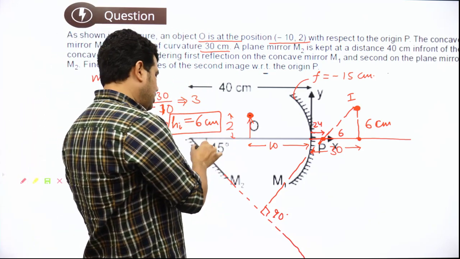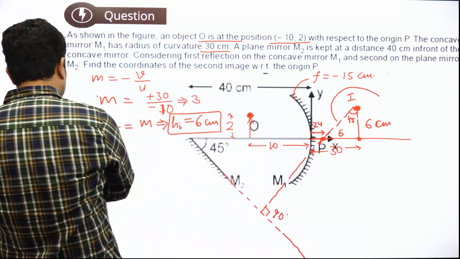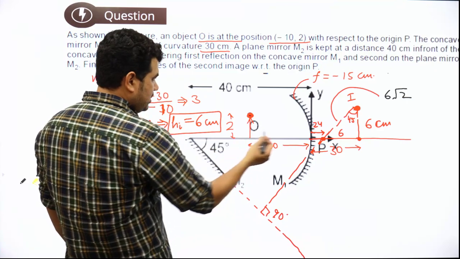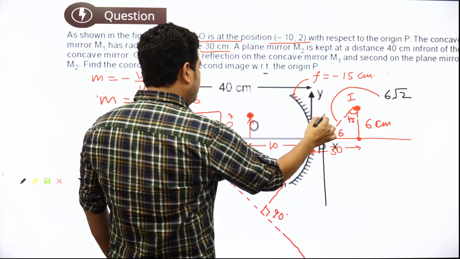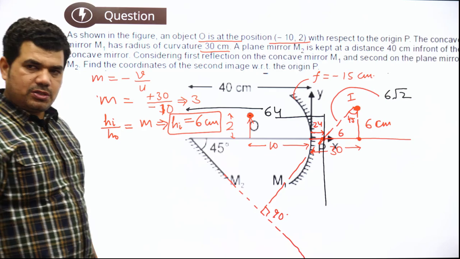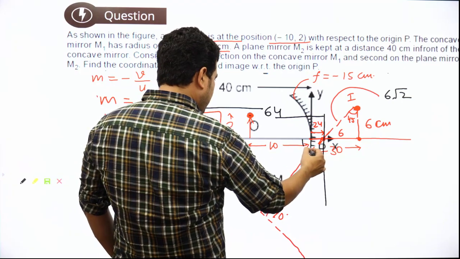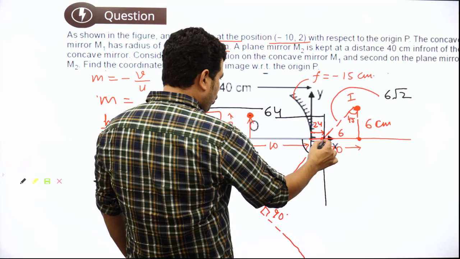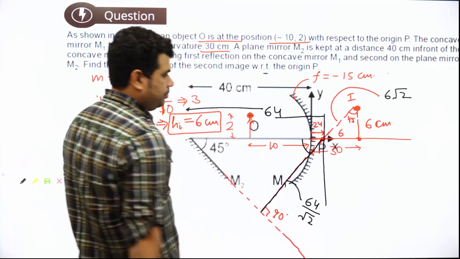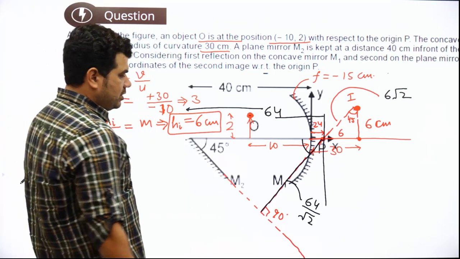Okay, and if this is 45 degrees angle, so this must be 45, so this length will be 6 root 2. And if it is 24 and is 60, so from here to here, this angle, this distance is 64. Okay, if distance is 64, so 64 is this much. So what you can say is 45. So 64 by 45, that is cos 45, this will be 64 by root 2. Got it?